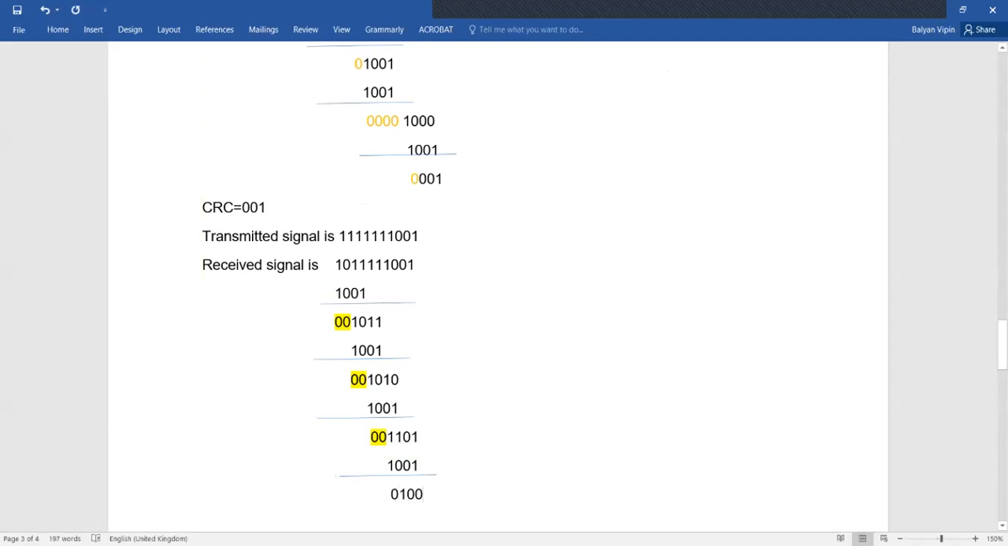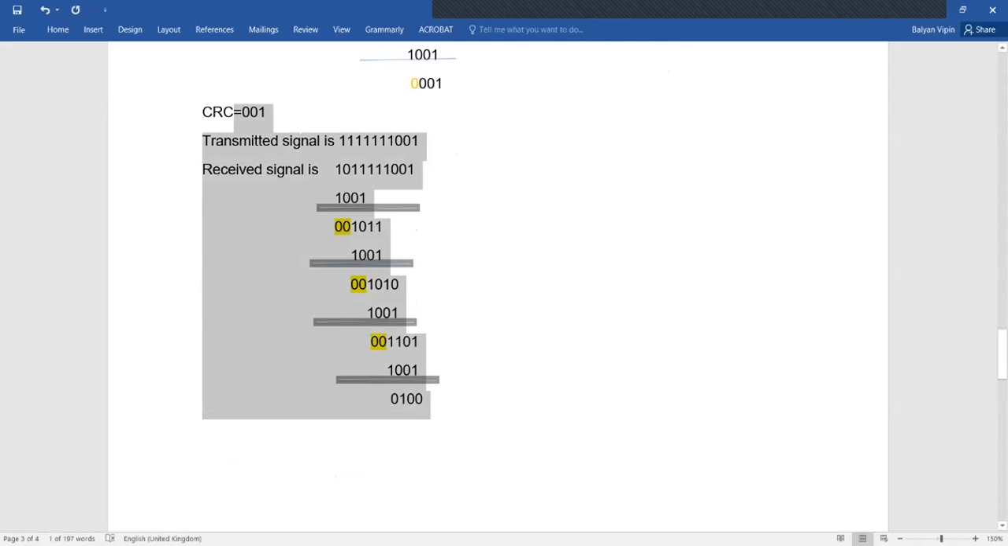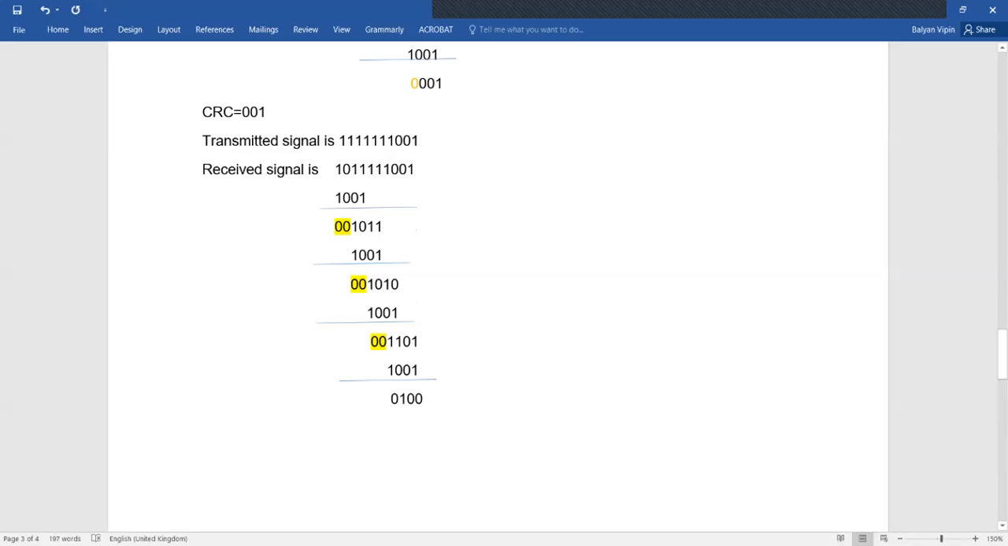So if you see, our remainder is 100, and what was our CRC? CRC was 001. So they are not matching. Therefore, we can say that the signal is received with error. So in this way, you can detect the error using the CRC method. Always remember, the CRC bits are your remainder bits.